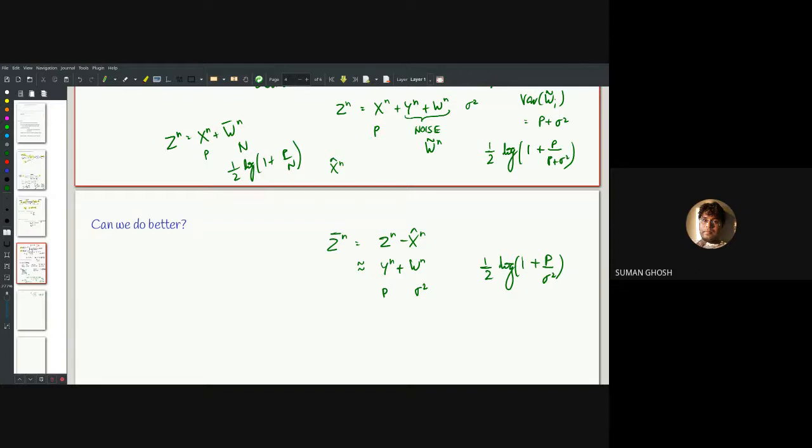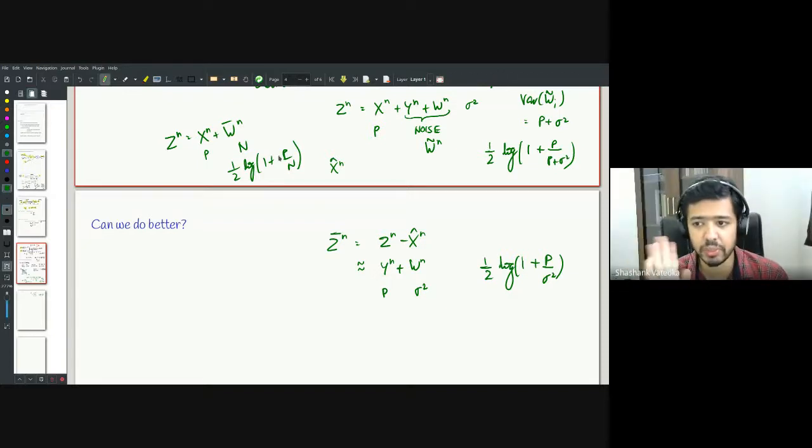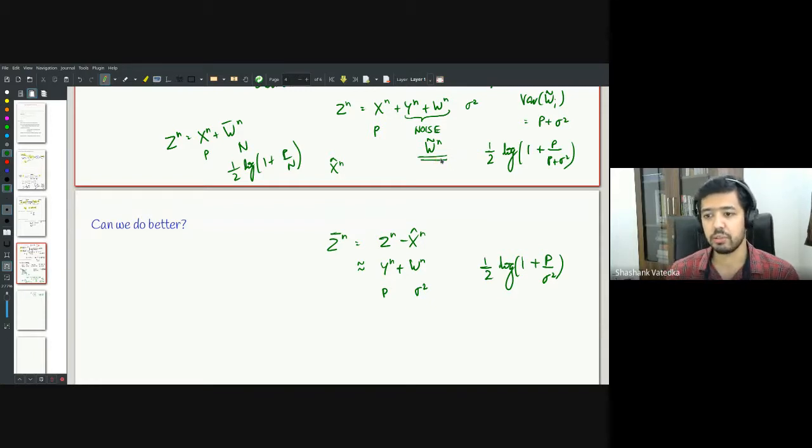Okay. But again, I'm being very loose in many of my statements. Of course, W tilde N is not going to be IID. But again, I'm just trying to give you the idea.